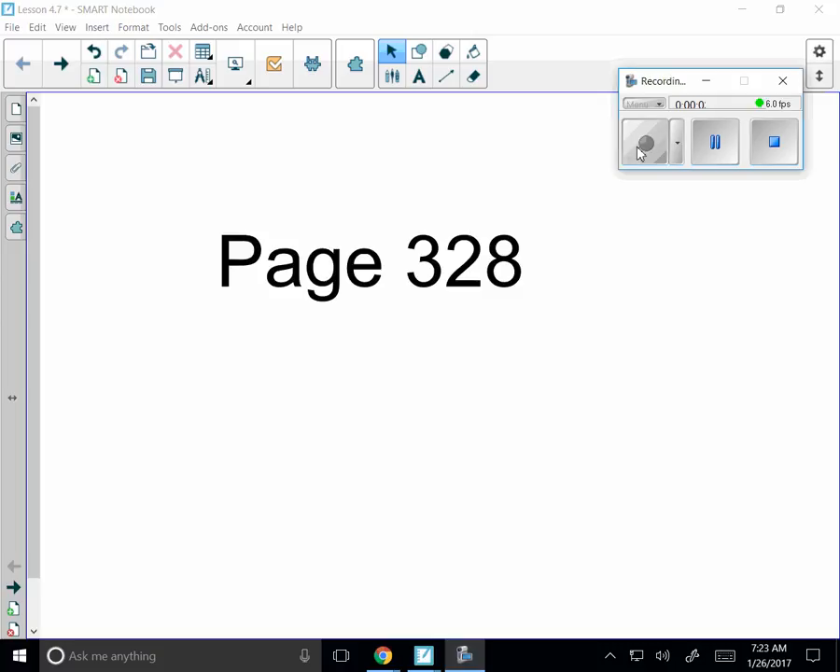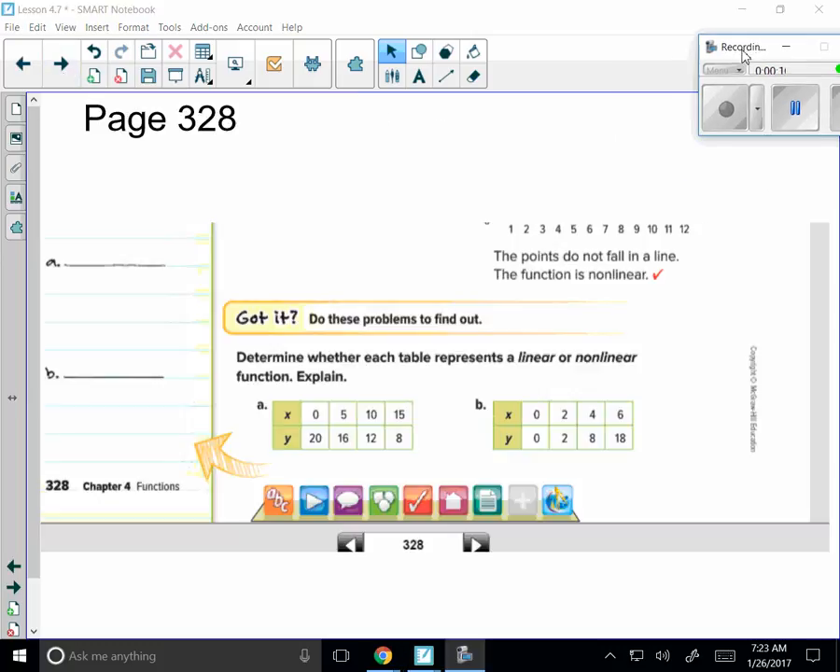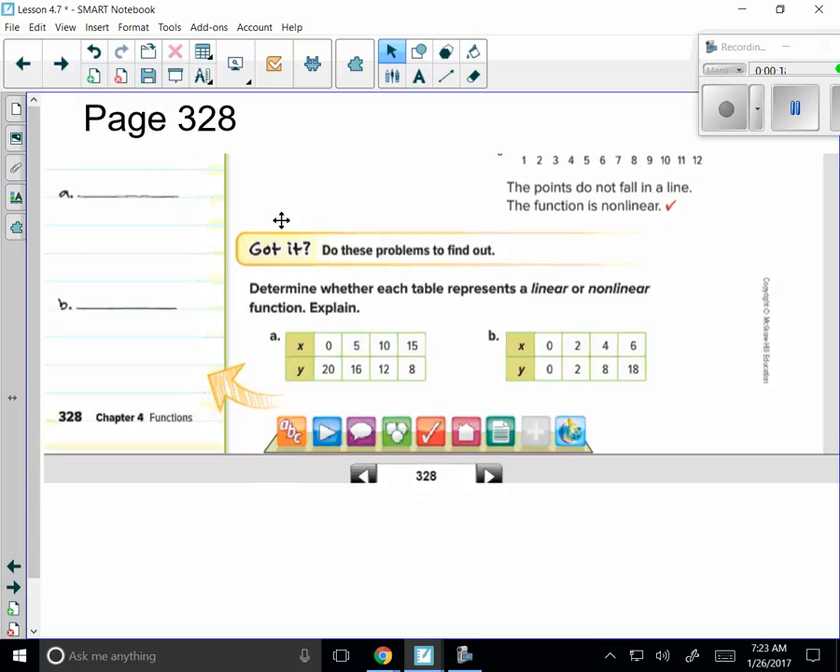Hello there, these are your examples for lesson 4.7. We're going to be starting on page 328. If you have not read through examples 1 and 2 on this page, go ahead and do that before you watch these examples. My first example is at the bottom of page 328.